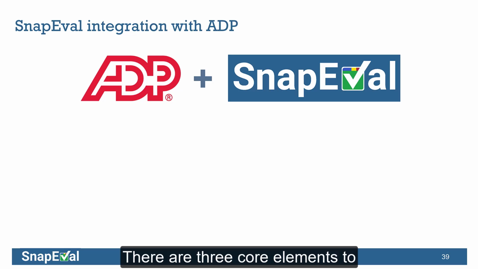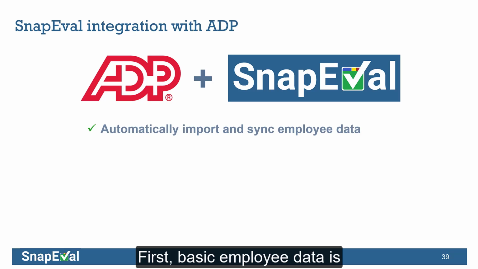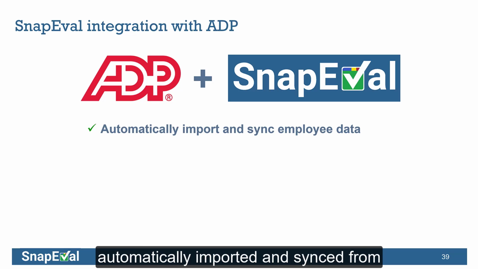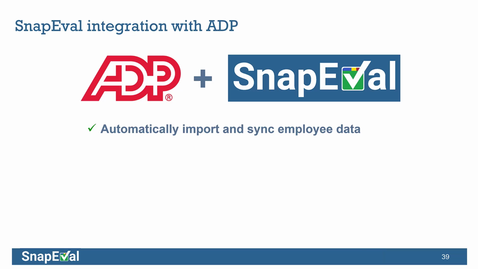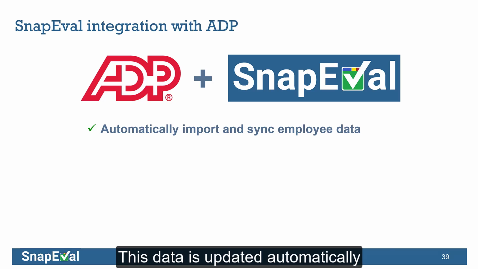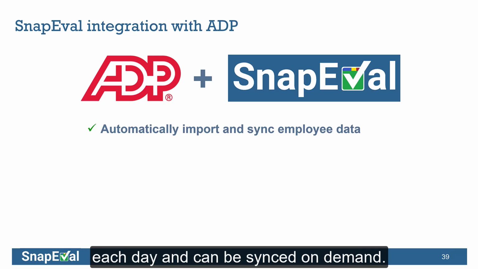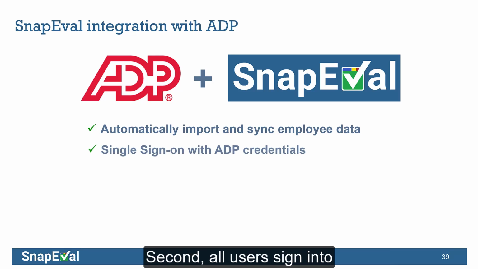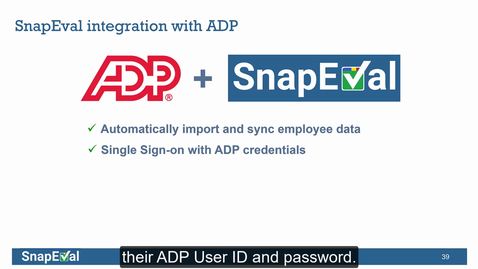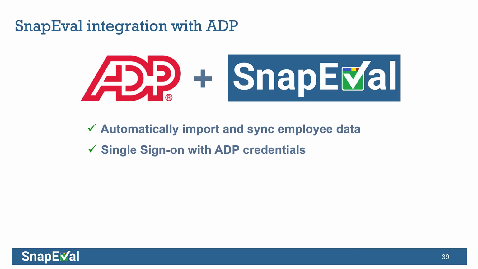There are three core elements to SnapEval's integration with ADP. First, basic employee data is automatically imported and synced from the organization's ADP payroll instance. This data is updated automatically each day and can be synced on demand. Second, all users sign into their SnapEval account using their ADP user ID and password. There are no SnapEval specific user IDs or passwords to manage. This is known as single sign-on.